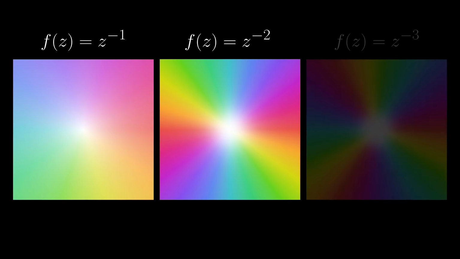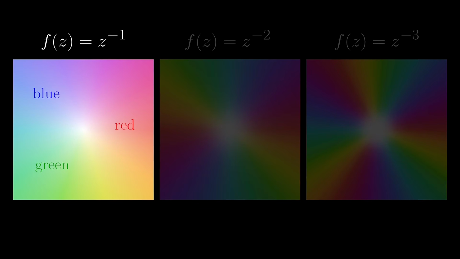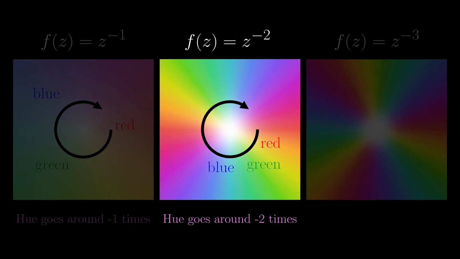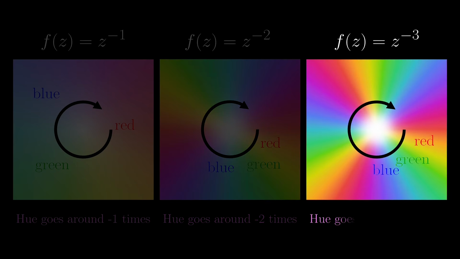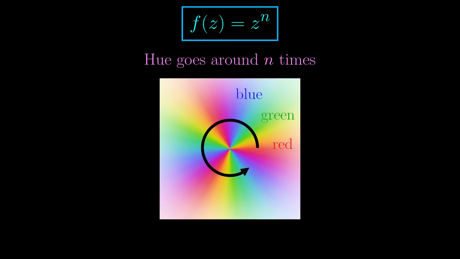For negative integers, here are the domain coloring plots, but this time, if we want to go from red to green to blue, we have to go clockwise instead. So you can think that the hue goes around -1 times. For 1 over z squared, similarly the hue goes around -2 times, and the plot for 1 over z cubed sees the hue going around -3 times. So in general, for n being an integer, the hue goes around the origin n times.